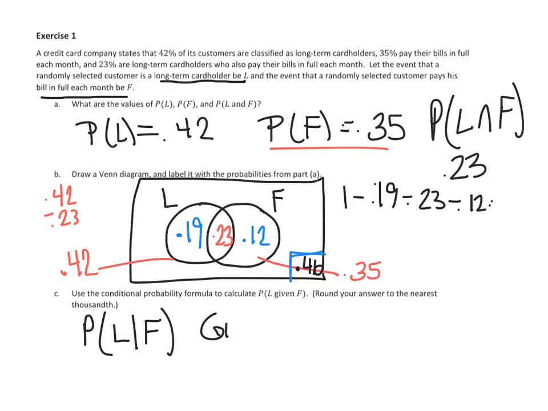So I'm going to start by identifying my given. My given is the F circle. So I would say that has a total probability, if I add those together, of 0.35. And I'm strictly looking in that circle because that is the given circle. What is the probability of being an L in this given circle? Well, the only L section in the circle is right there, so I would say this probability is 0.23 divided by 0.35. And it does say round your answer to the nearest thousandth, so I'm going to go with 0.657.